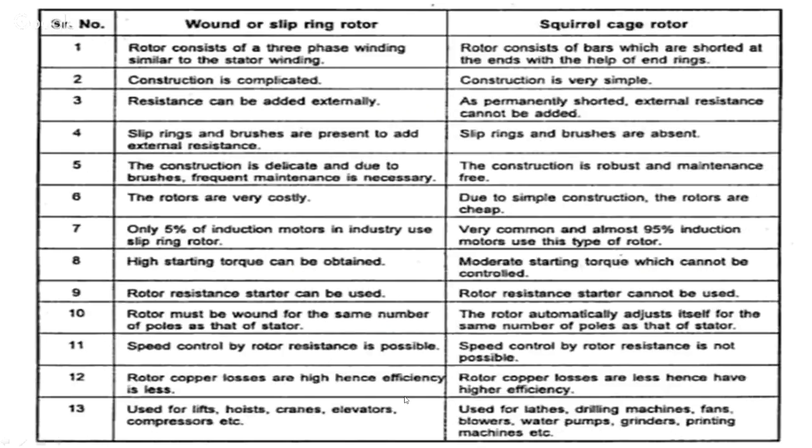Slip ring rotors are used in lifts, hoists, cranes, elevators, compressors, etc. Squirrel cage rotors are used for lathes, drilling machines, fans, blowers, water pumps, grinders, printing machines, etc.